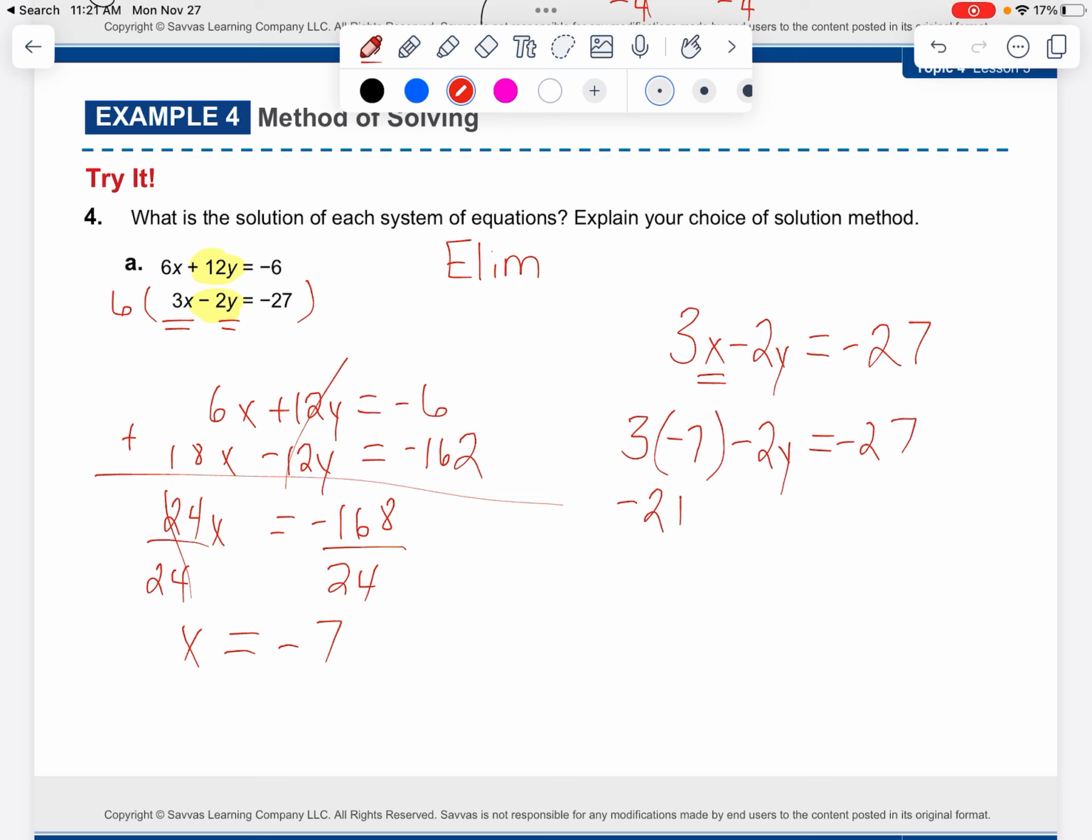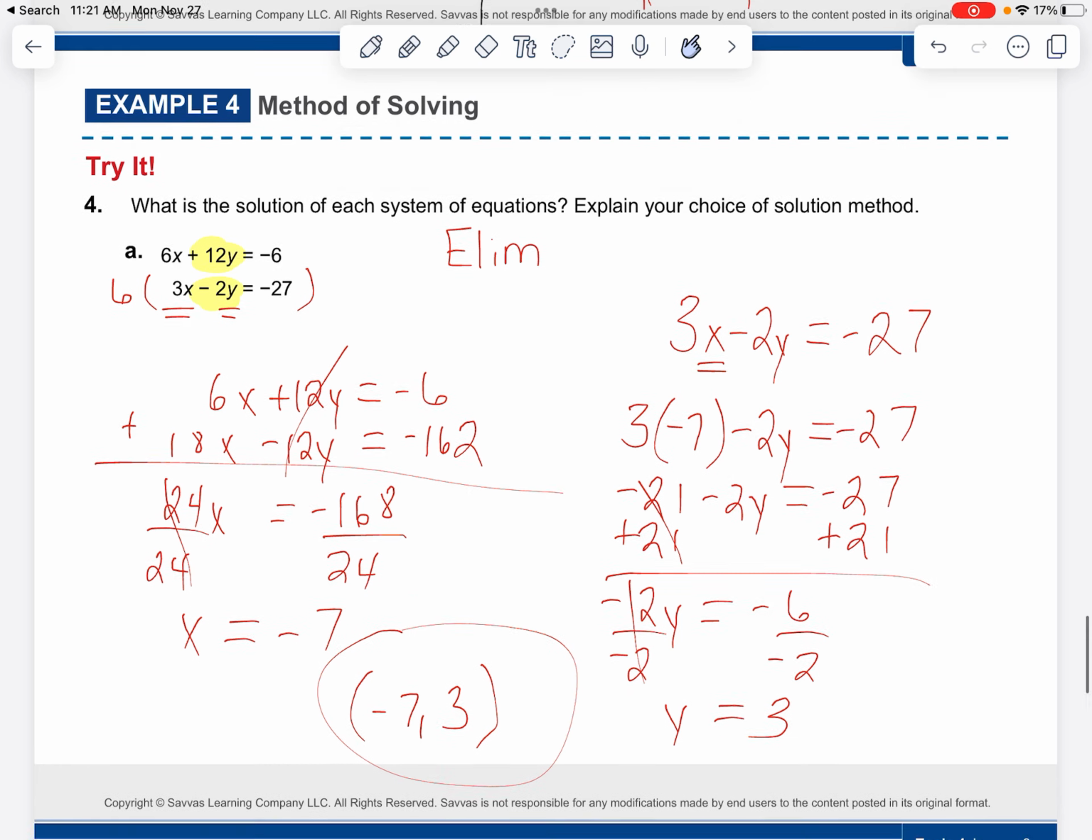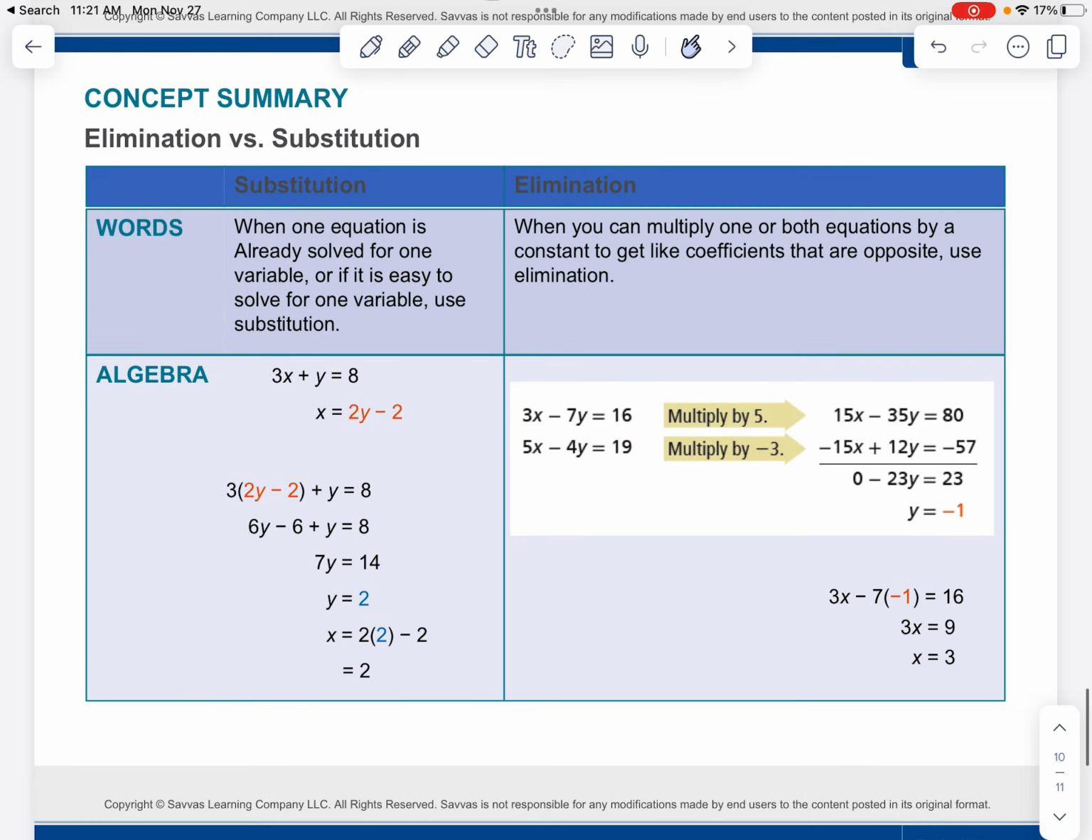We get negative 21, for which we have to add to the other side of the equation to that negative 27. Negative 2y is going to equal negative 6. And then when we divide by negative 2, y equals 3. So negative 7, 3 is our final solution. And there's your concept summary.